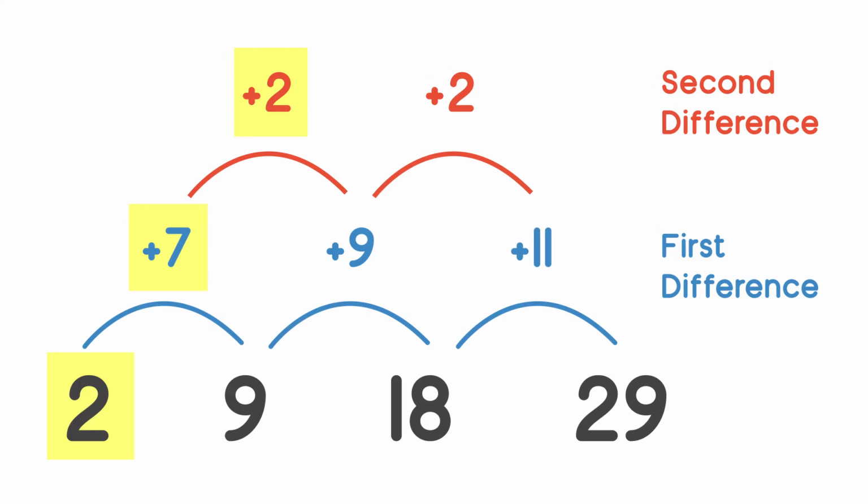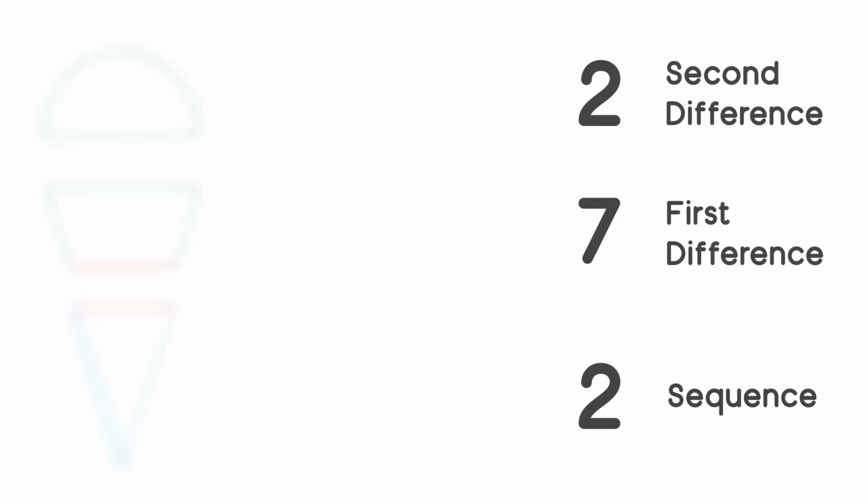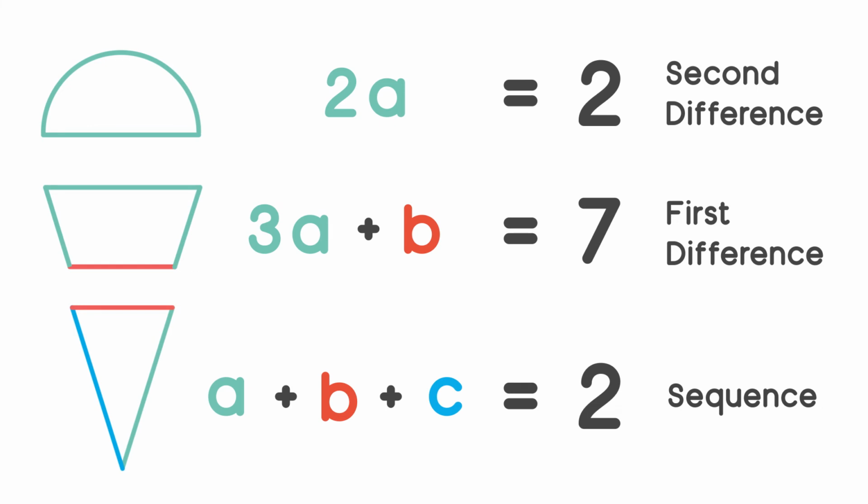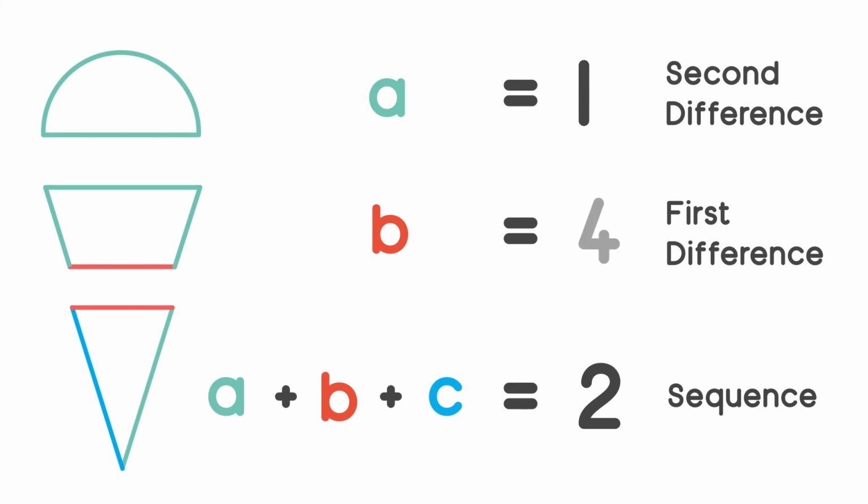Now let's bring back the first term from our sequence, the first difference and second difference that we worked out, and pair these with each section from the top to the bottom. You can see we've got 3 equations which we can solve to work out A, B and C. So starting from the top, we can see 2a is equal to 2, therefore a is equal to 1. Moving to the middle, 3a plus b is equal to 7. Substituting a equals 1 into this, we get b is equal to 4. Finally, moving to the bottom, a plus b plus c is equal to 2. If we substitute a and b into this, we can see that c is equal to minus 3.